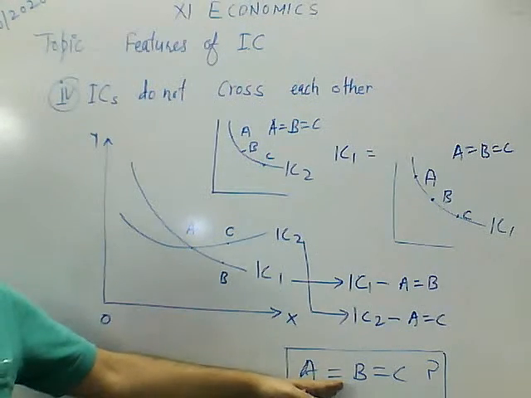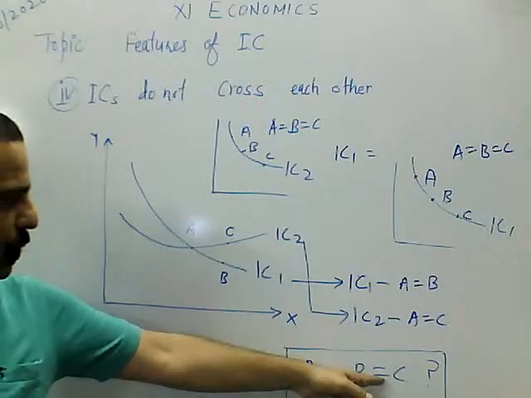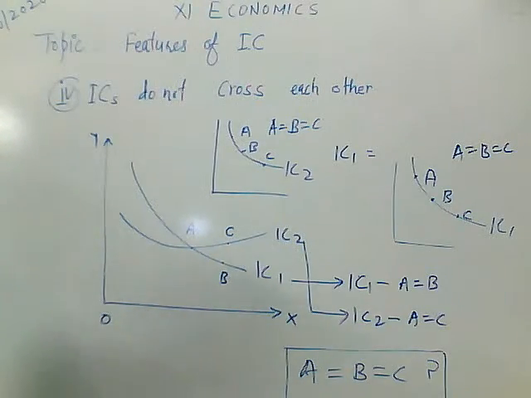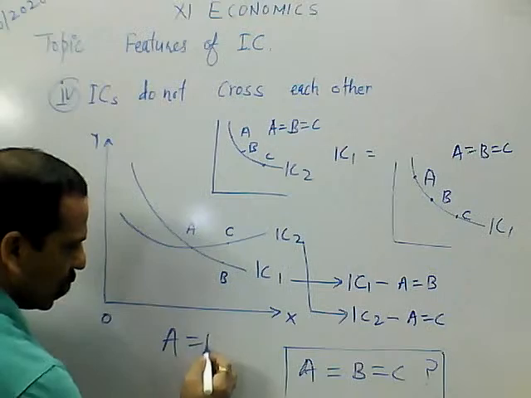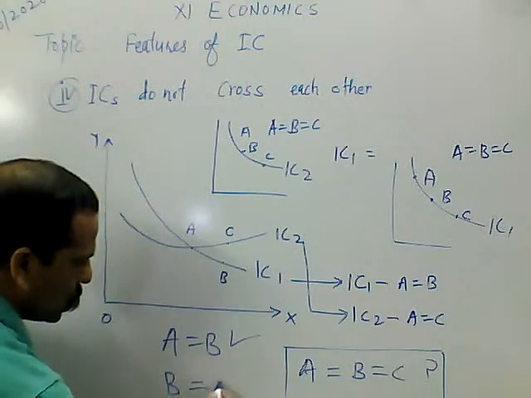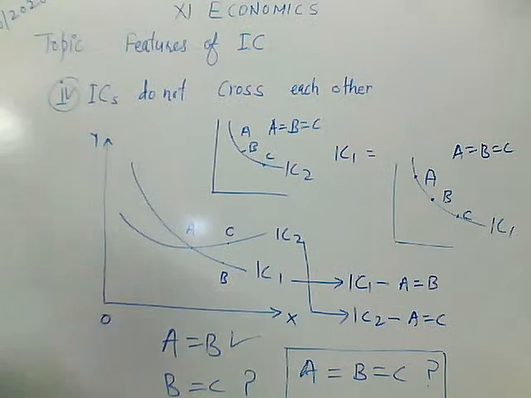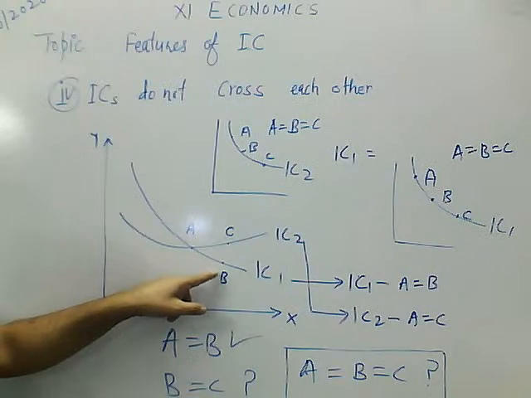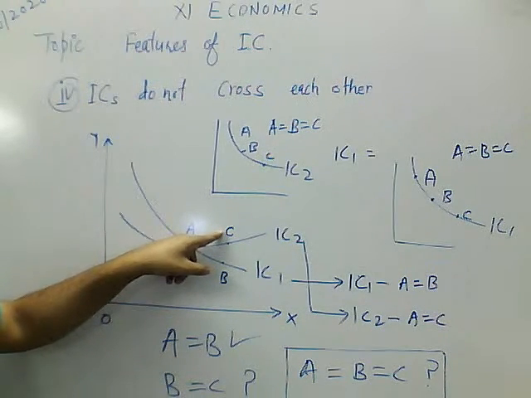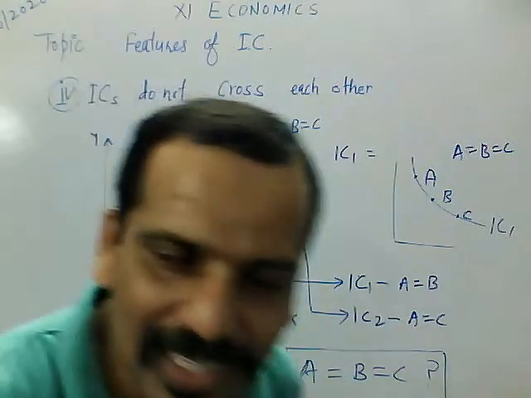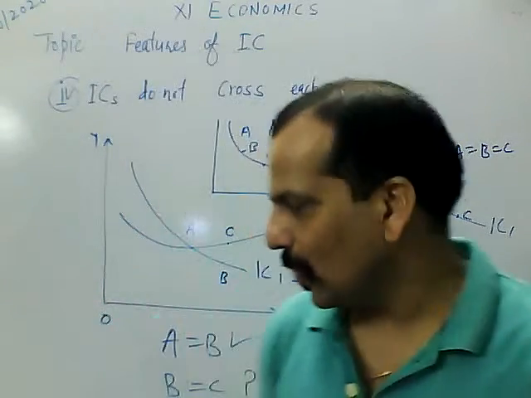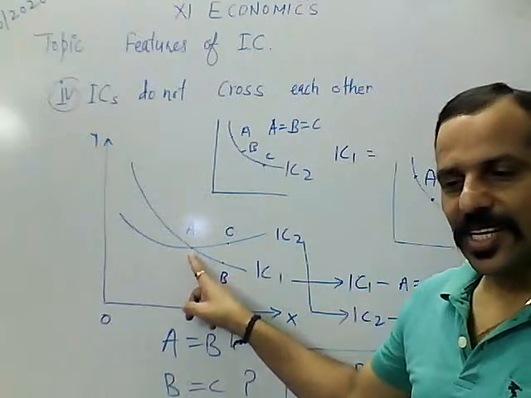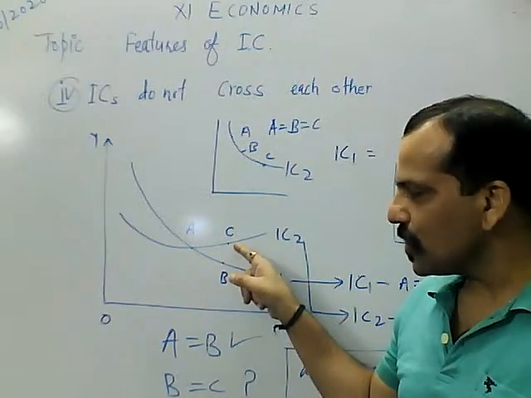A is equal to B, true. And B is equal to C. See, A is equal to B, true. B is equal to C, true or false? A is equal to B. Do you think B is equal to C? Look at the diagram. I said A is equal to B, B is equal to C.